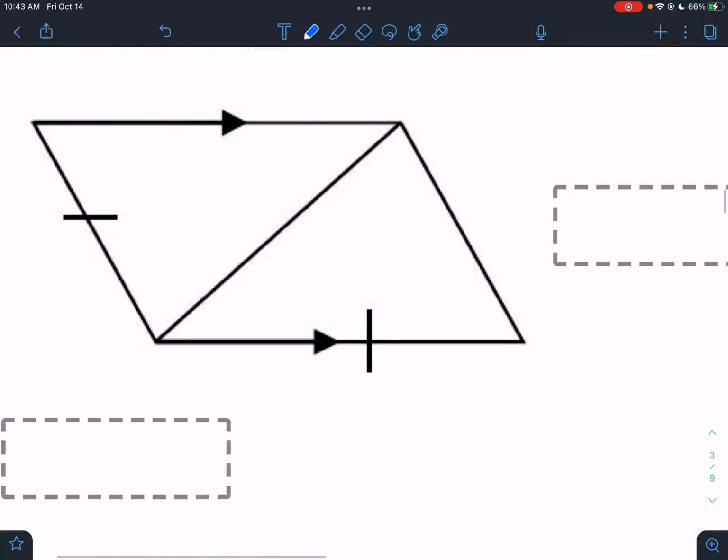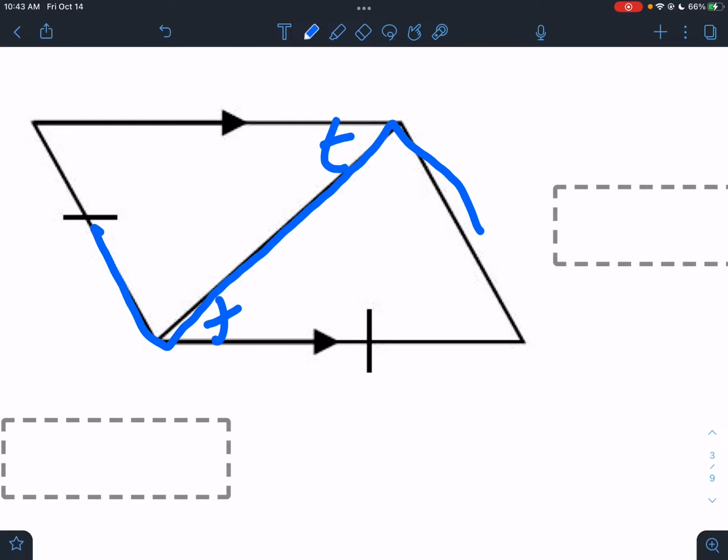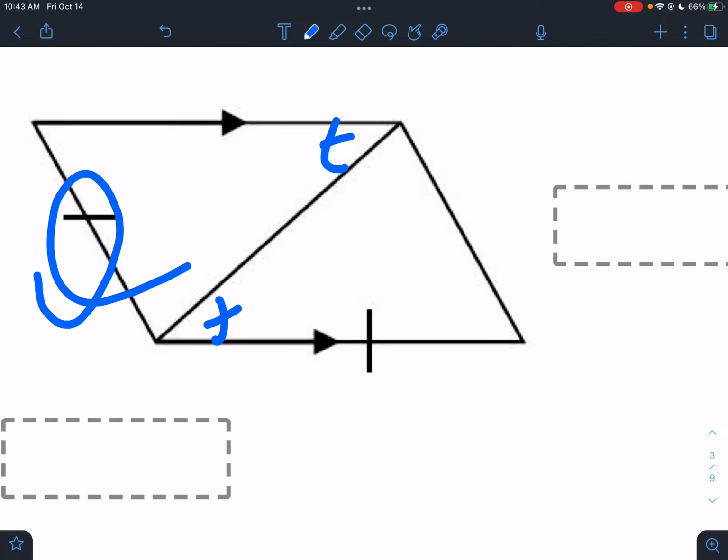Down here, I'm going to go quick. Parallel lines. Got them. So those are equal. Can I do this way? No. These are not parallel. No. Don't do that. We have a shared side.